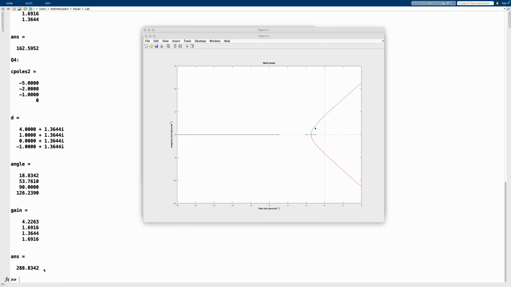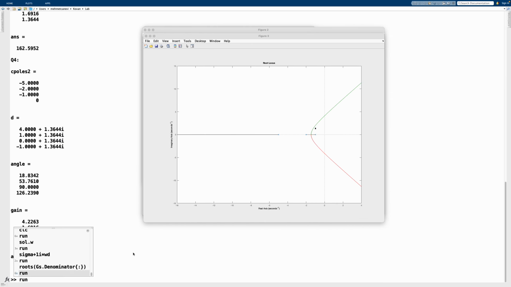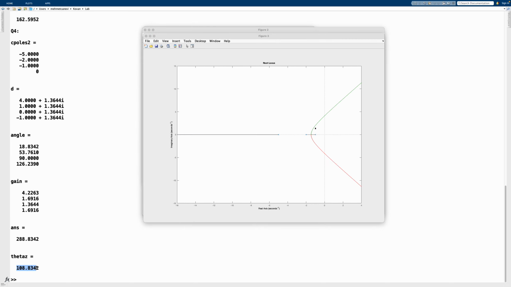How can we attack it now? Well, we added a pole at the origin. What we can do now is add a 0, because we now want to decrease this sum of angle. And as far as adding a 0 that would contribute negative angle, I could calculate that. So at this point, the angle contribution of that should be sum of angle minus 180. There we go, 108 degrees.